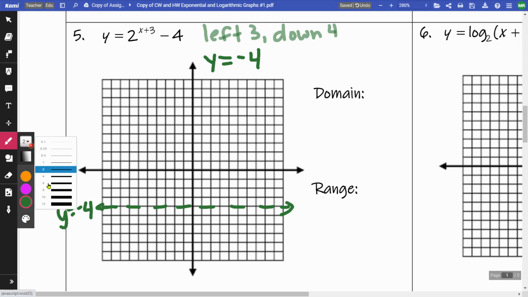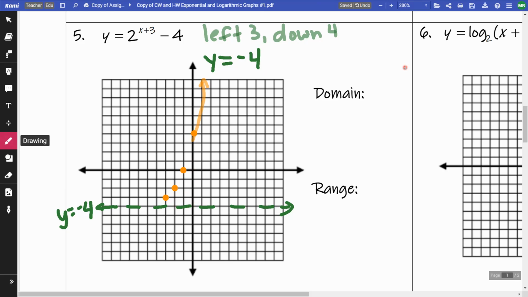And then what I'm going to do is come to basically -3, -4. So -3, -4, which puts me right here. And this is kind of where I do 2 to the 0. So 2 to the 0 is 1. 2 to the first is 2. 2 to the second is 4. 2 to the third is 8. So that's 4, 5, 6, 7, 8. Next one would be 16, 32, and so forth. So let me connect this. And we have our exponential.